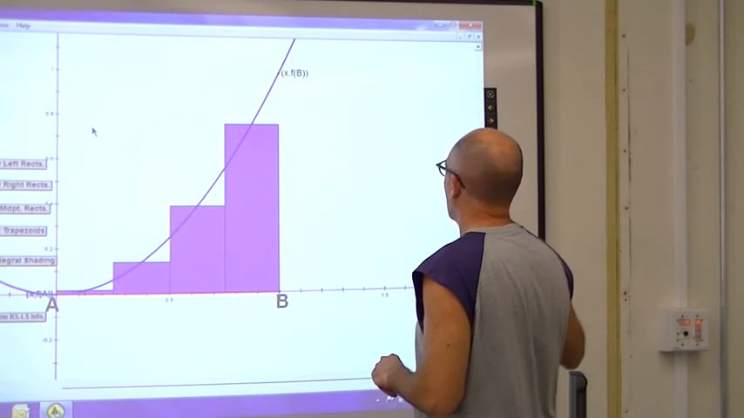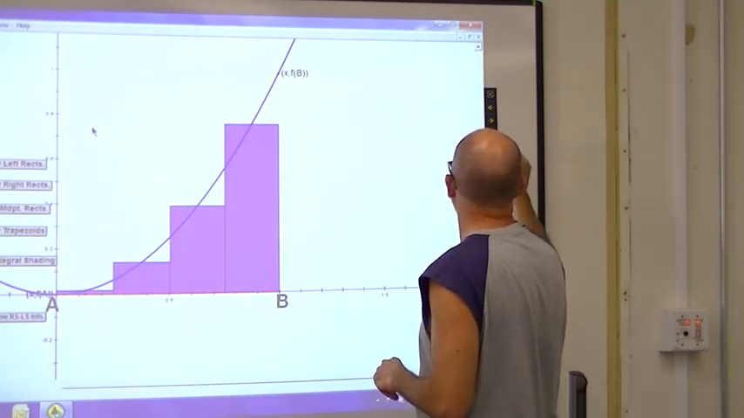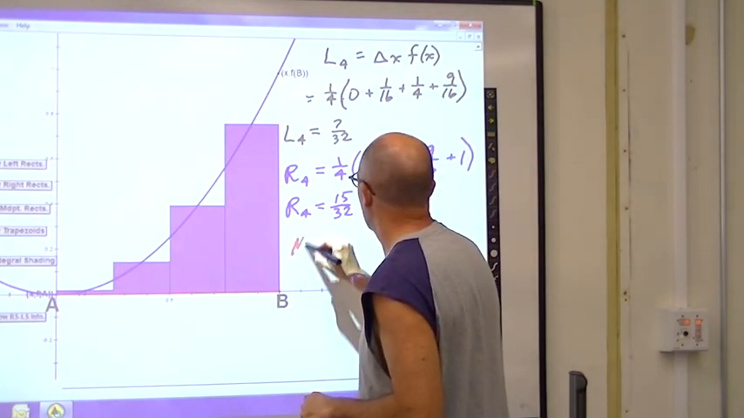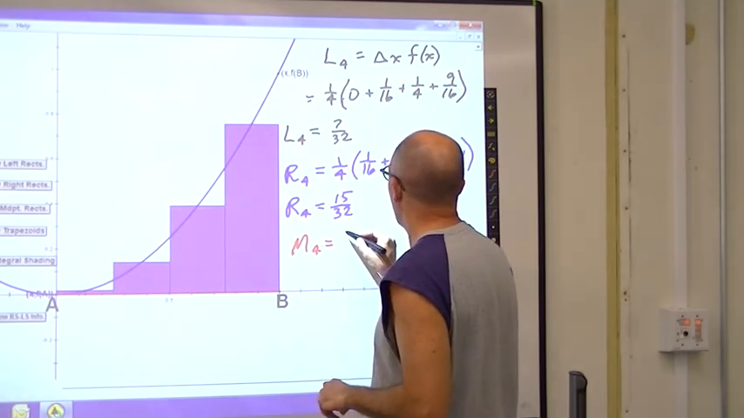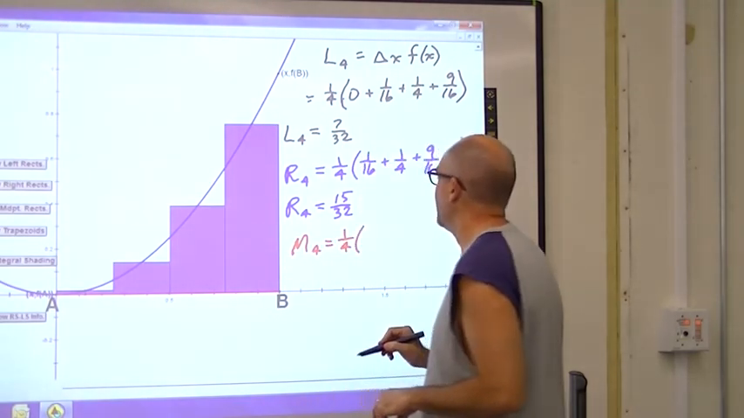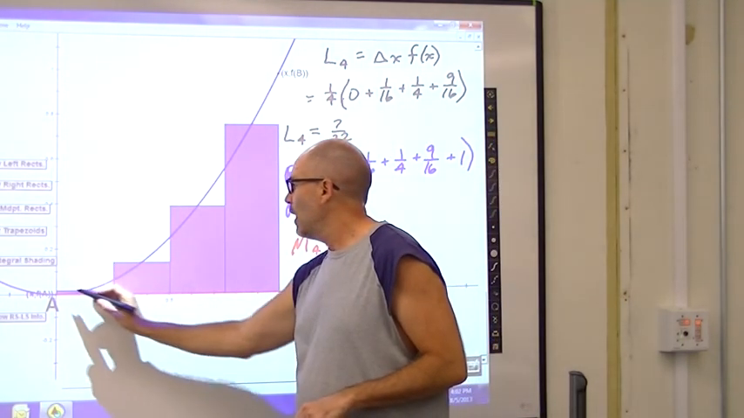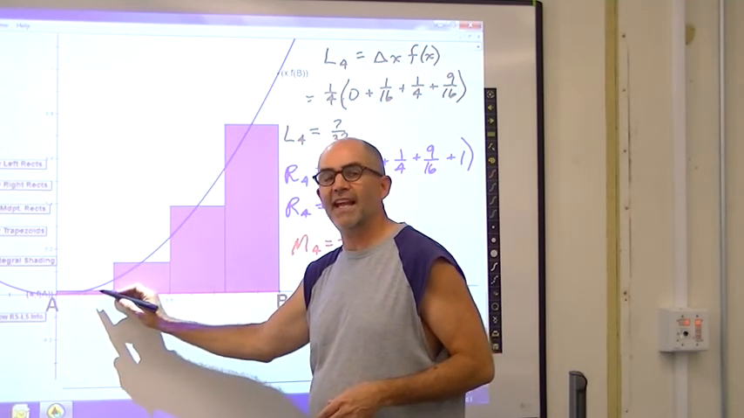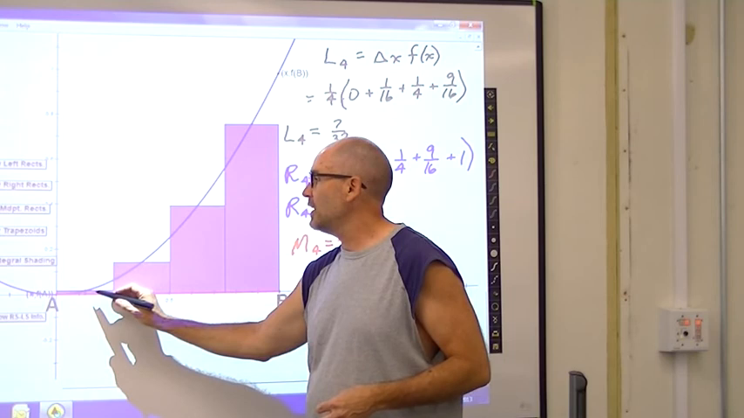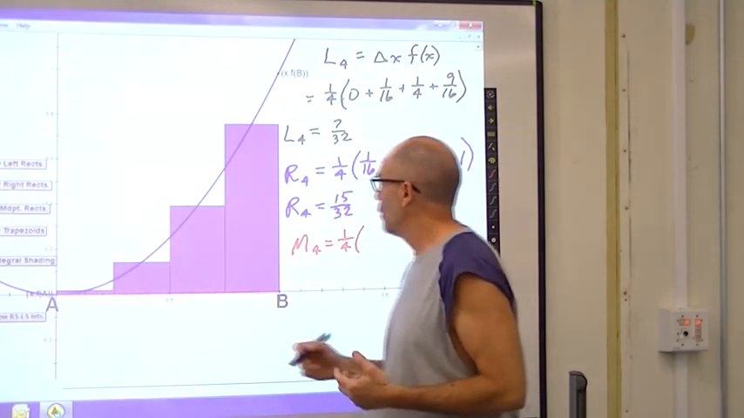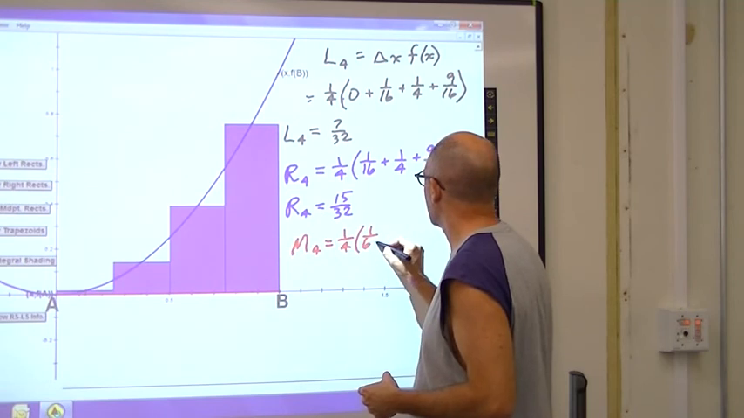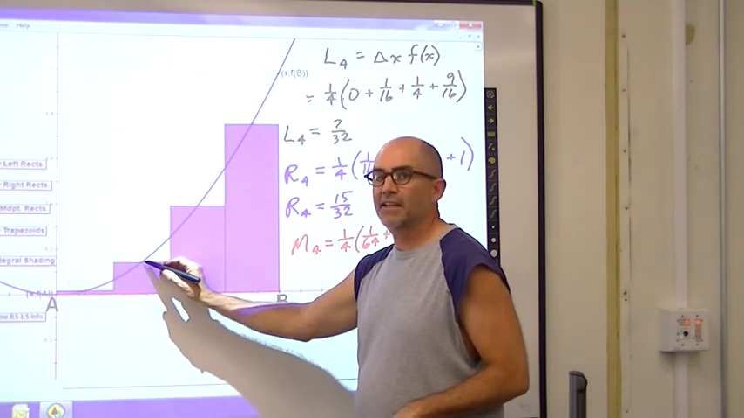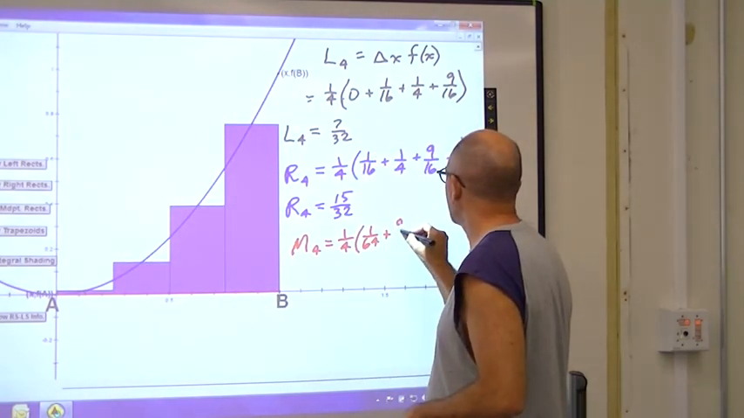So now, if I want the midpoint estimate for 4 rectangles, once again, each rectangle is 1/4 wide. Now the first rectangle is how tall? Well, it hits the curve at the midpoint between 0 and 1/4, which is 1/8. So the function is x squared, so it's 1/8 squared, which is 1/64. The second rectangle is going to hit at 3/8 squared, which is 9/64.